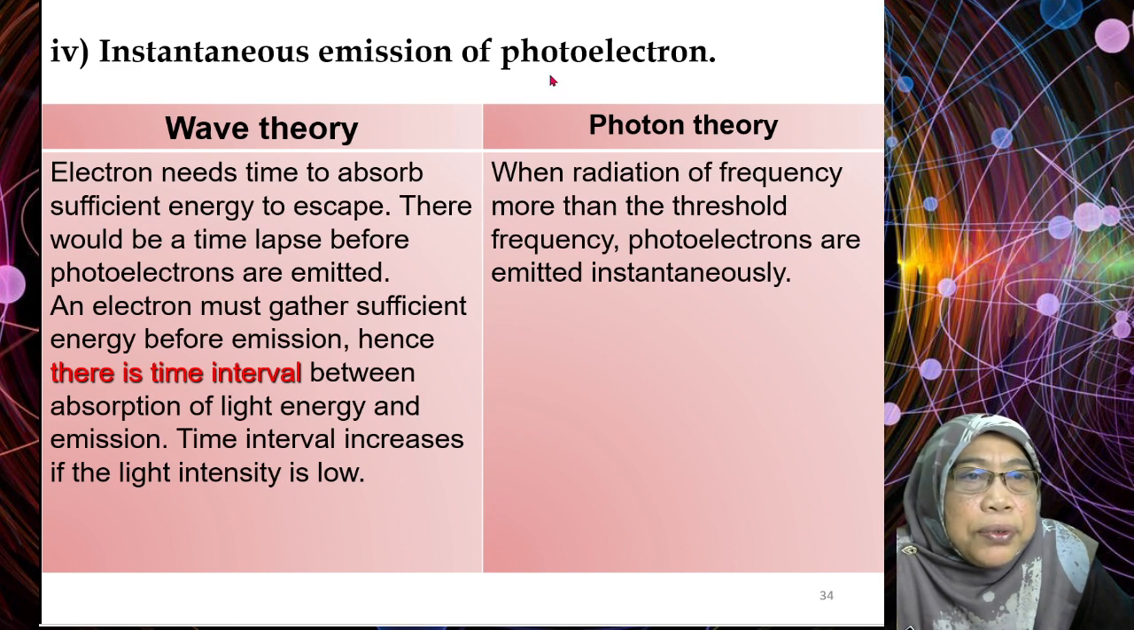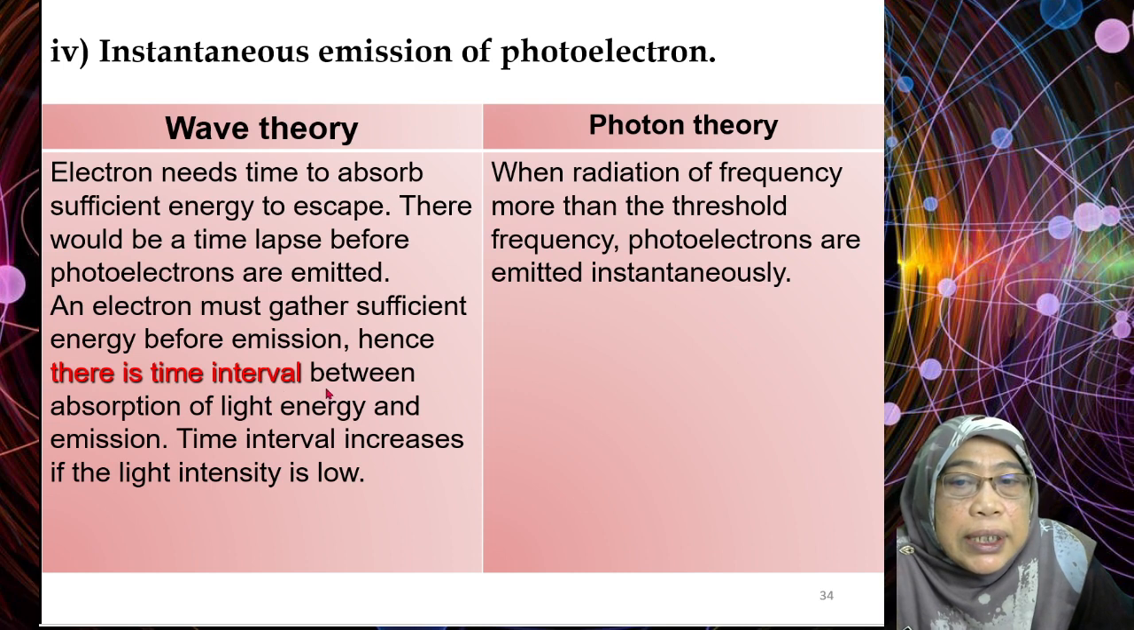Instantaneous emission of photoelectrons. Wave theory said an electron needs time to absorb sufficient energy to escape. There will be a time lapse before photoelectrons are emitted. An electron must gather sufficient energy before emission, hence there is a time interval. The word here is time interval. Wave theory said there is a time interval between absorption of light energy and emission of the photoelectron. The time interval increases if the light intensity is low, as more time is needed.